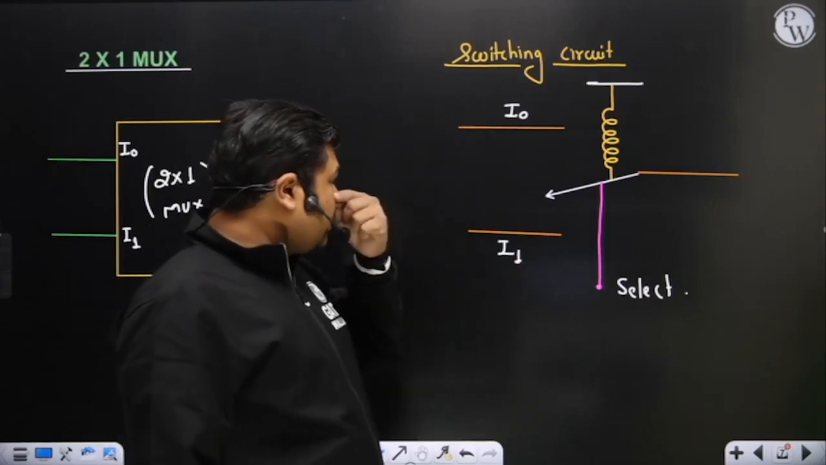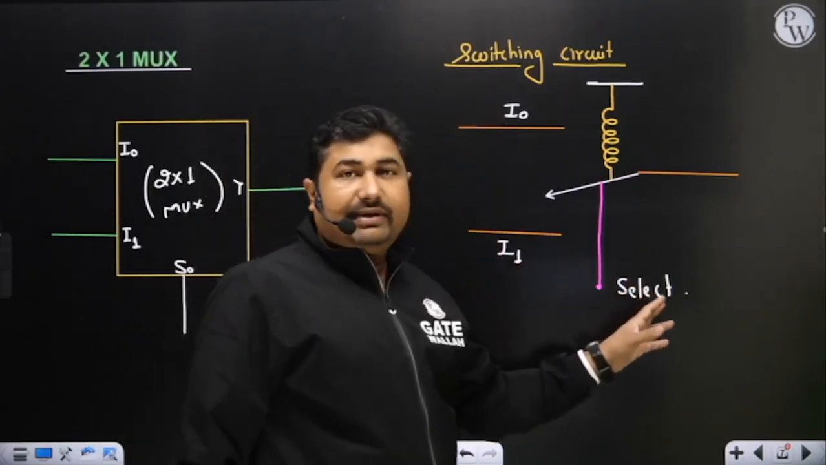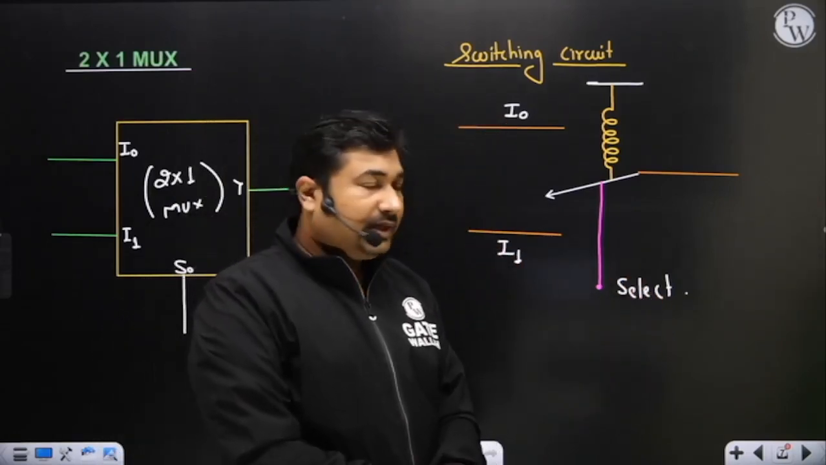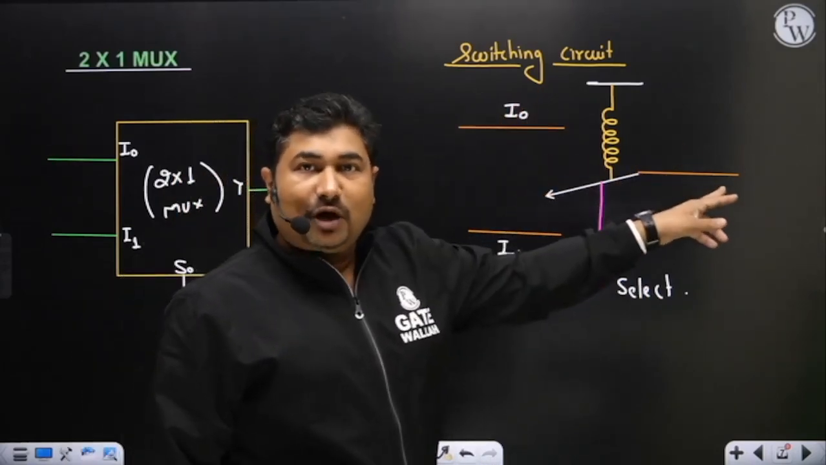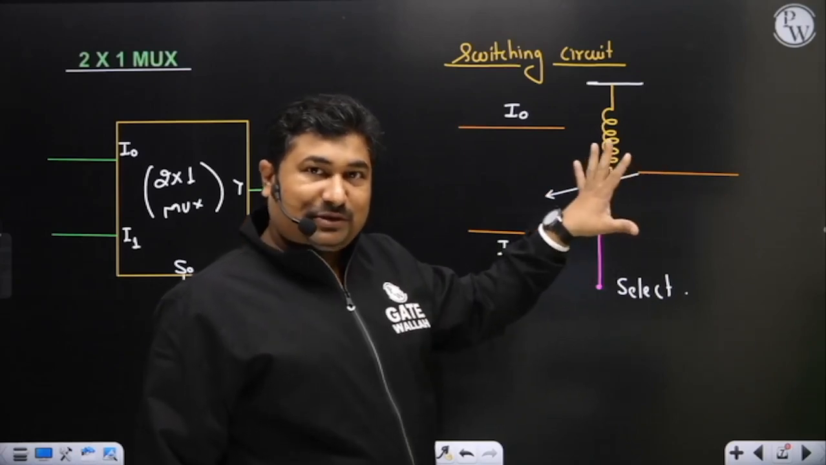Okay. Now please observe I0, I1, and we have a select here. Yes, sir. Now I want one of the inputs to be transferred to output Y. Suppose this is a mechanical system.